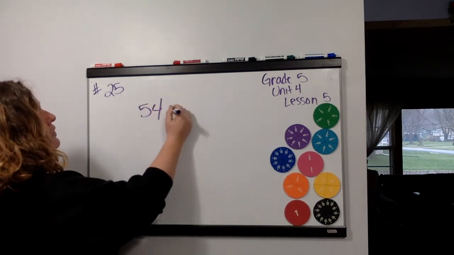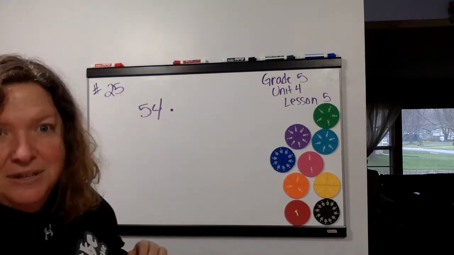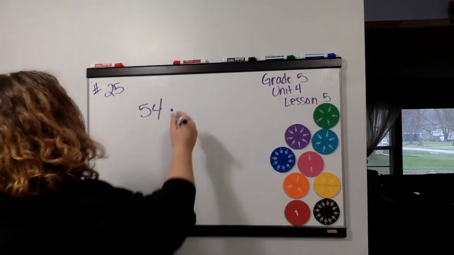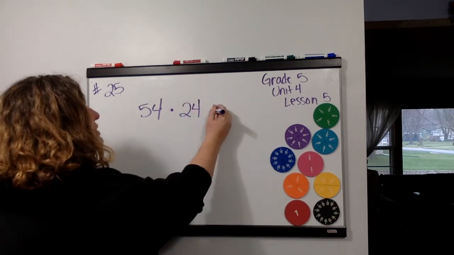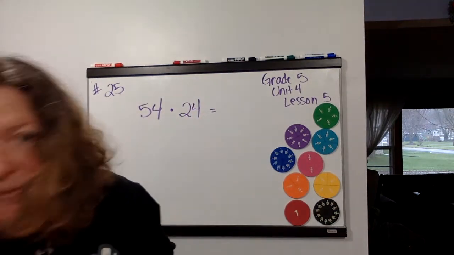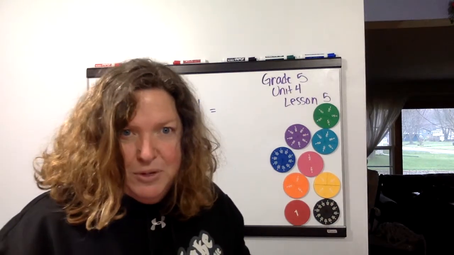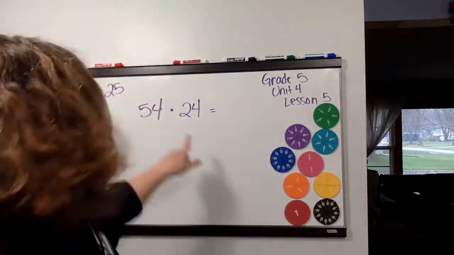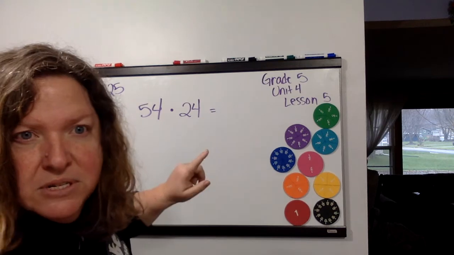So we've got 54 groups of 24 stickers. Remember, multiplication, times, means groups of. So we have 54 groups of 24 stickers.